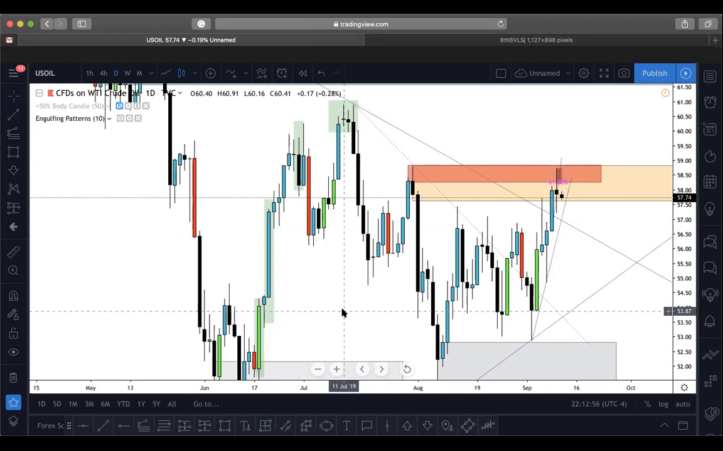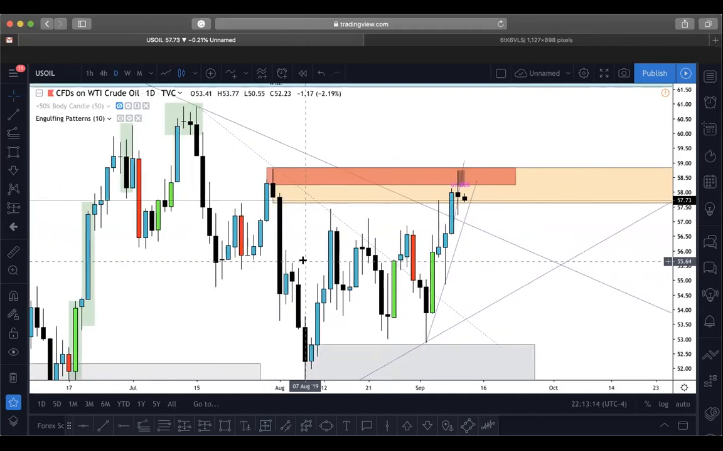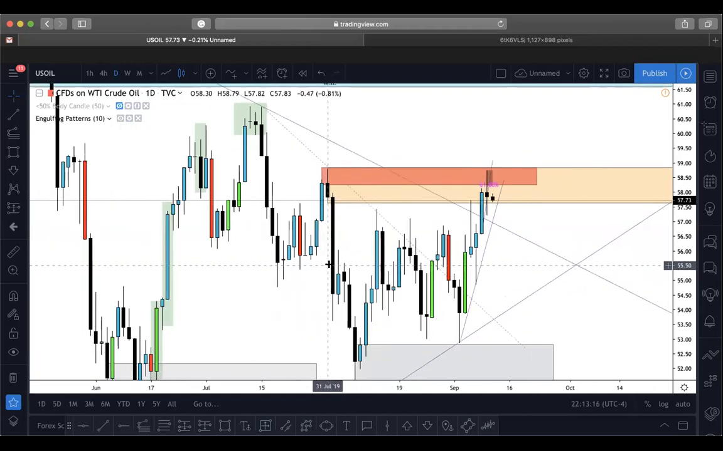But if you want to be more conservative, you can wait for the market to slow down and form indecision candles. You could explore your own way of trading. I'm just showing you how I do it. Yeah. So, any more questions?